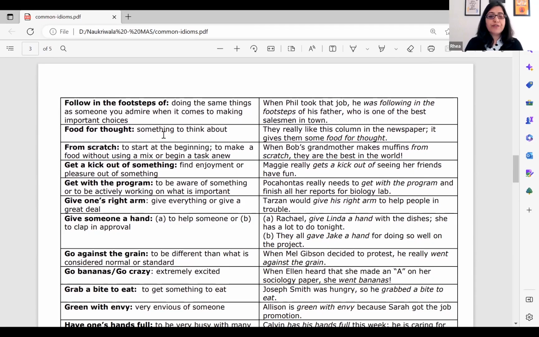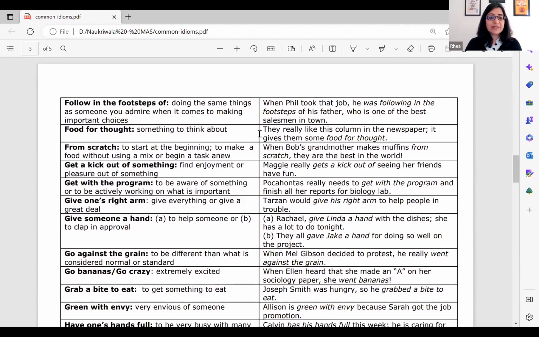Okay. Moving on, food for thought means think about this. It's something that you need to give some time and attention to and think about it. They really like this column in the newspaper. It gives them some food for thought. It makes them think something.